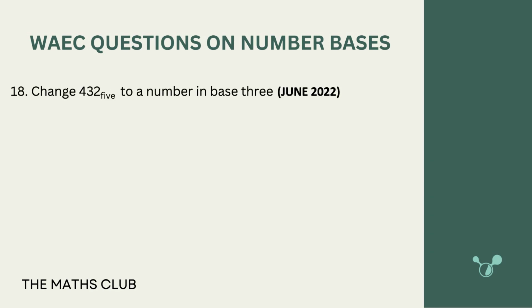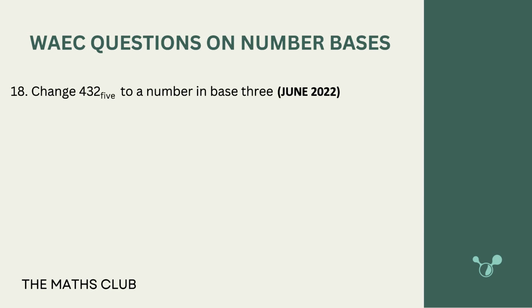The next question is taken from the most recent WAEC, right? This is the month of June 2022. So this one came out in the WAEC that they wrote this particular year. So it says change 432 in base 5 to a number in base 3, right? So I want you to actually pause the video and try it out yourself.